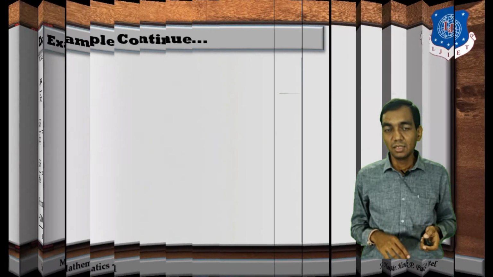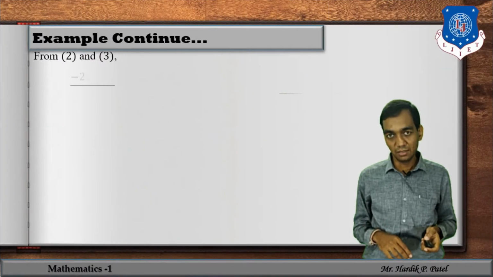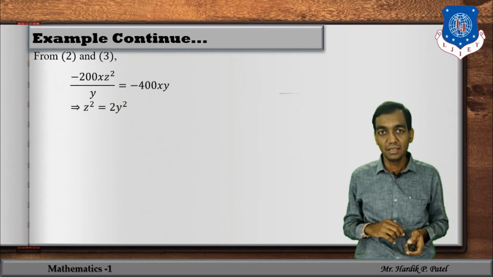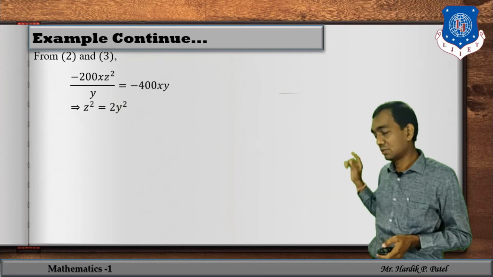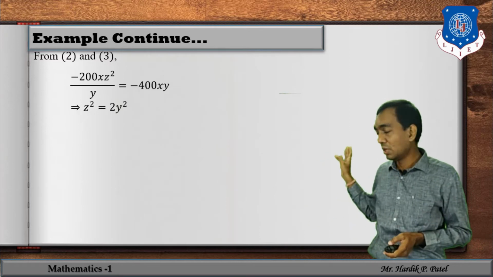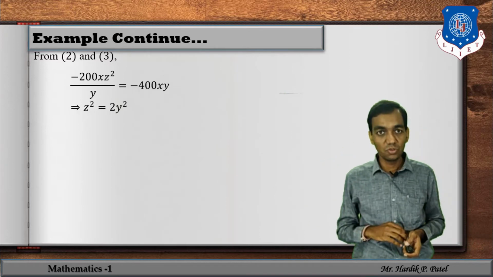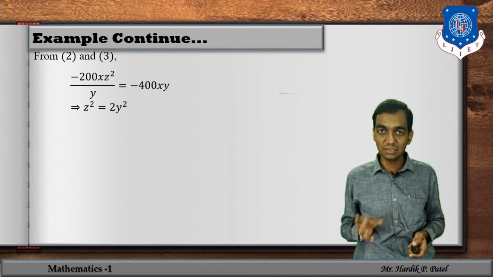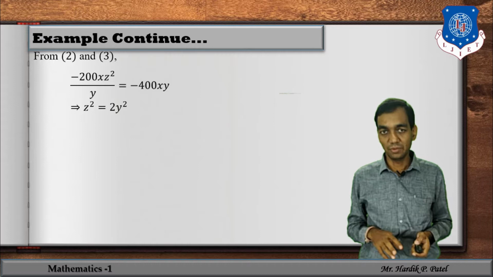In the same manner, equate equation number 2 and 3. That will give minus 200xz square divided by y is equal to minus 400xy. So, minus 200 cancels out from both sides, and x will cancel out from both sides. That will give z square is equal to 2y square.